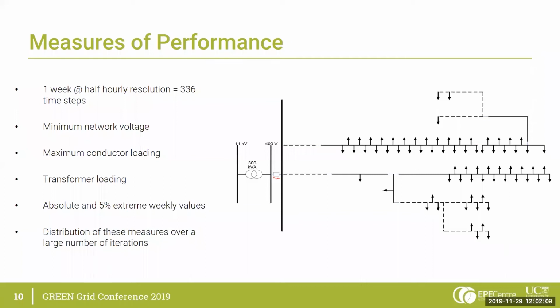Taking voltage as an example, since here it's under voltage which is of concern, these are the weekly minimum and 5th percentile voltages. After performing multiple iterations of the week-long simulation, we can then observe the distribution of these measures.